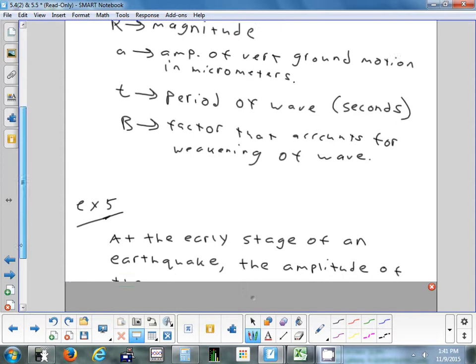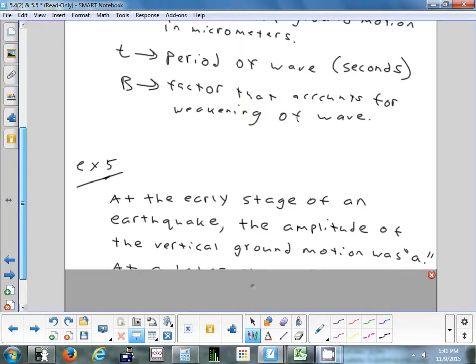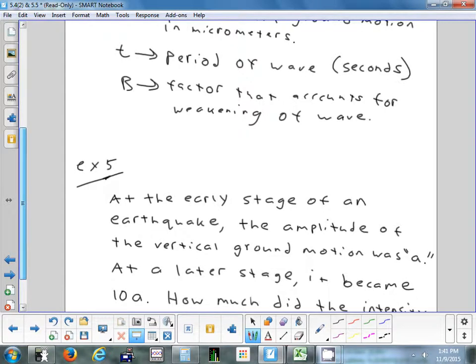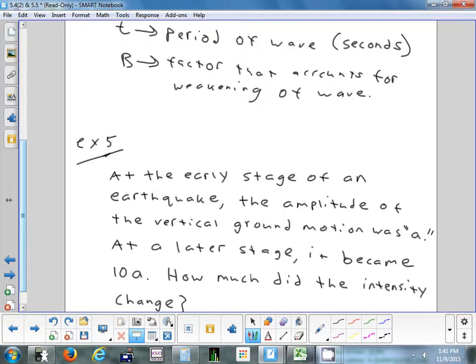Our problem says that at the early stage of an earthquake, the amplitude of the vertical ground motion was A. By the end of the earthquake, it was 10 times as much. The vertical ground motion was 10A. I want to find the difference in intensity on the Richter scale. That's what we want to find, the difference in intensity. We're assuming here all other factors remain constant through the earthquake. The period of the wave isn't going to change. The factor that accounts for the weakening doesn't change. The only thing that's changing is the vertical ground motion. It's going to go from A to 10A.